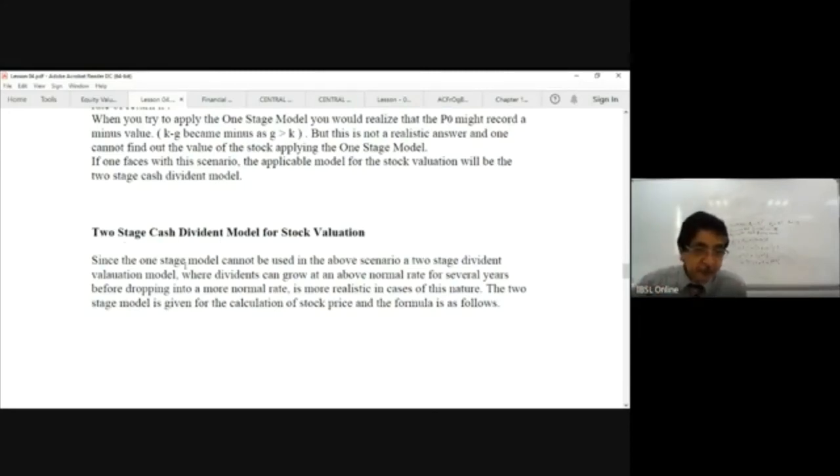Now we can go to the two-stage cash dividend model for stock valuation. Since the one-stage model cannot be used in the above scenario, a two-stage dividend valuation model, where dividends can grow at an above normal rate for several years before dropping into a more normal rate, is more realistic in cases of this nature. The two-stage model is given for the calculation of stock price, and the formula is as follows.